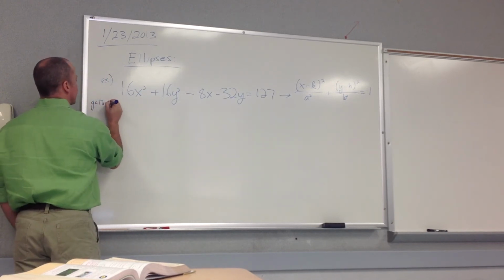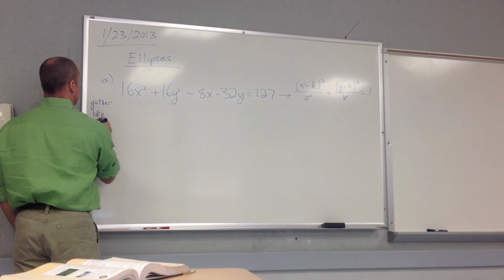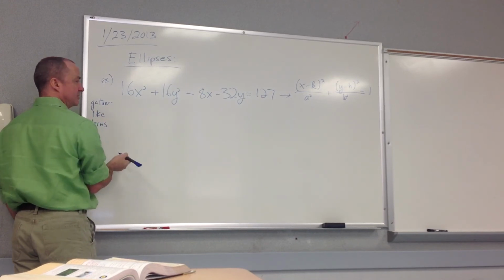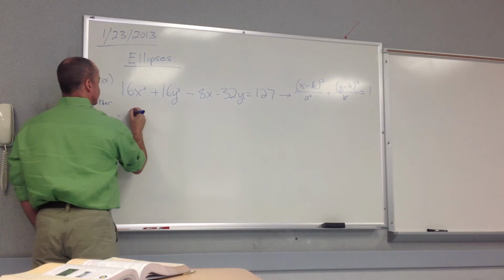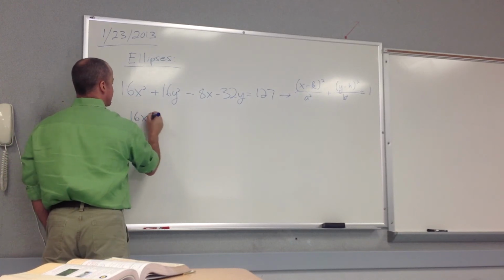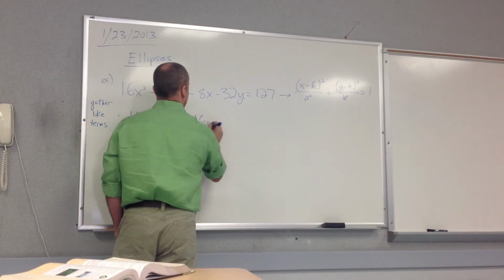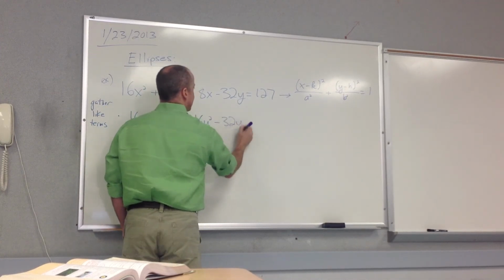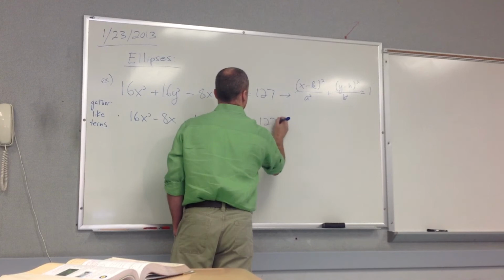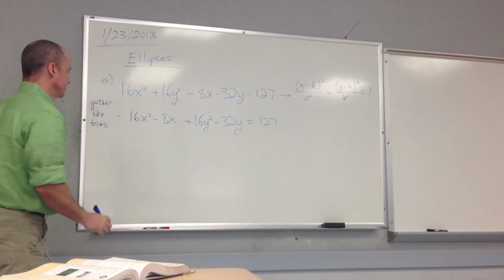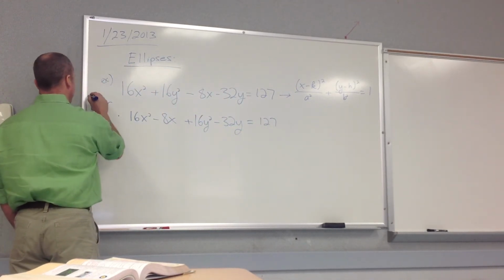Gather like terms. So I'm going to make 16x squared minus 8x plus 16y squared minus 32y equals 127. That's your step 1.